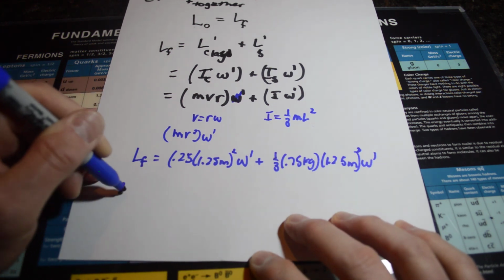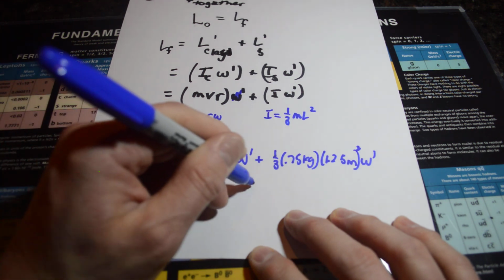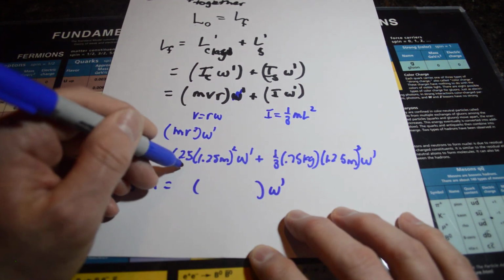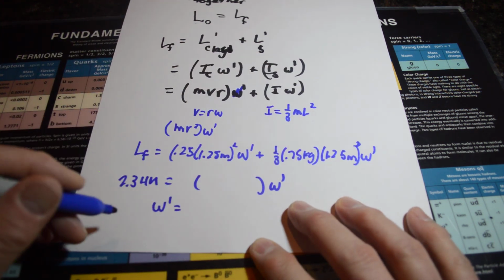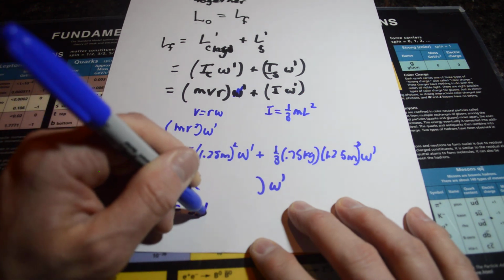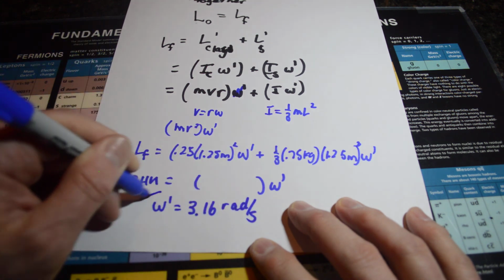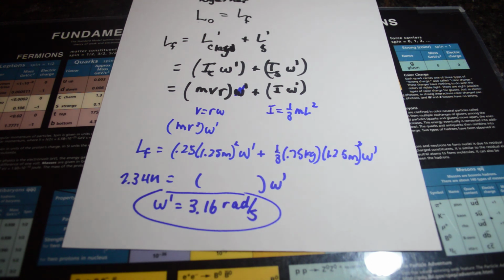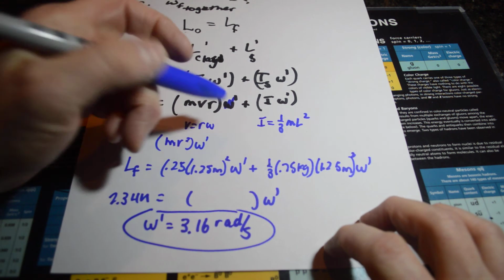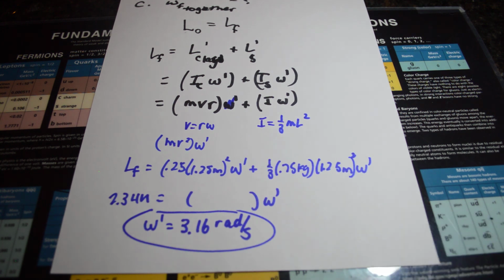So you have your number on this side, which is 2.344. And then you have to do a bunch of math with these. You'd have to do your calculations. And just to make a long story short, I end up with 3.16 radians per second. I ask you to go back through and make sure that that makes sense. But if we had more time, I would talk you through how we got 1/3 ml squared. But I think that's something that you should be able to take your numbers and make sense of. Okay?